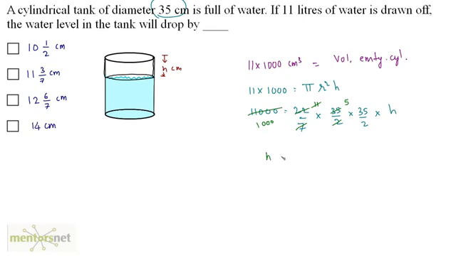Okay, so we have h is equal to 1000 into 2 divided by 5 into 35. Now 5 times 200 is 1000. Again, if I divide 200 by 5, I get 40, and 5 times 7 is 35. So 40 times 2, that's 80 by 7, which is equivalent to 11 and 3 by 7 centimeters. So that's the drop in the height of the water. So option B is the correct answer.